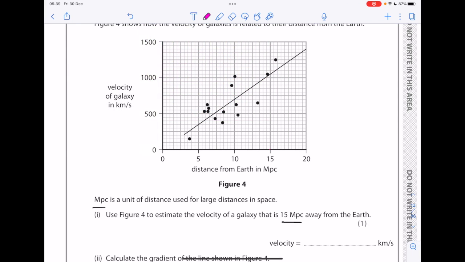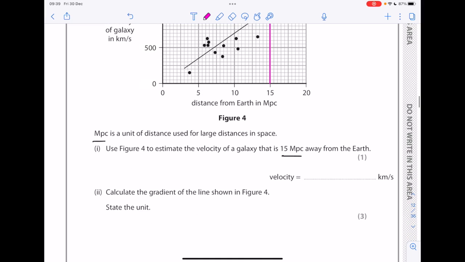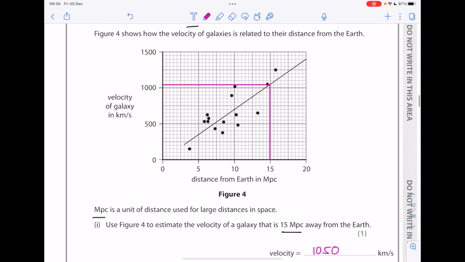So let's draw a line up from 15 Mpc and then read across, and that is around 1050. Calculate the gradient of the line shown in figure 4, state the unit.